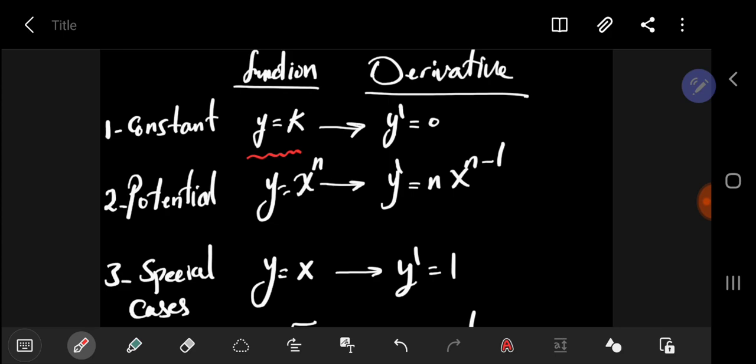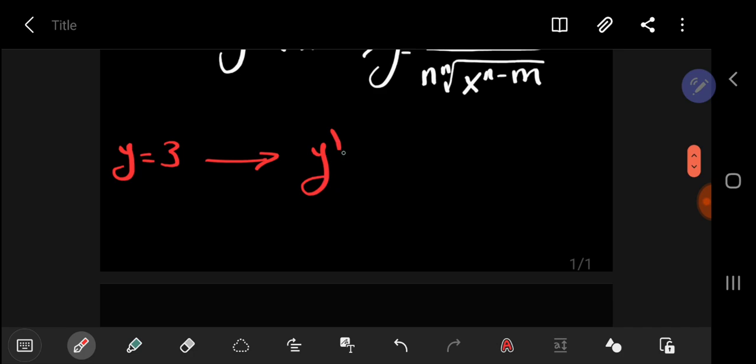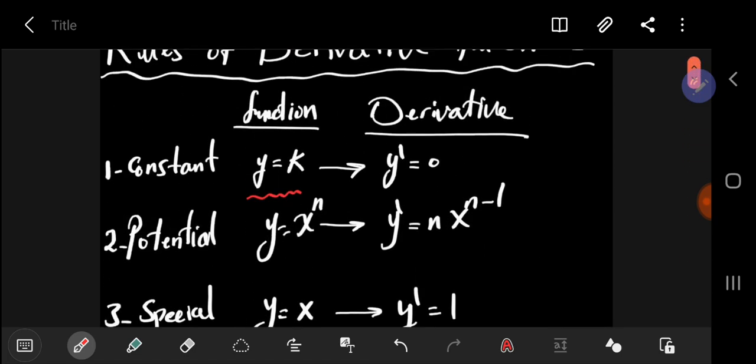So how do we write the derivative? We write it like y prime. This is called prime. Y prime equal to 0. Why is y prime equal to 0? Because I said if the function is equal to a constant, the derivative of the function will be 0. This is the first case.